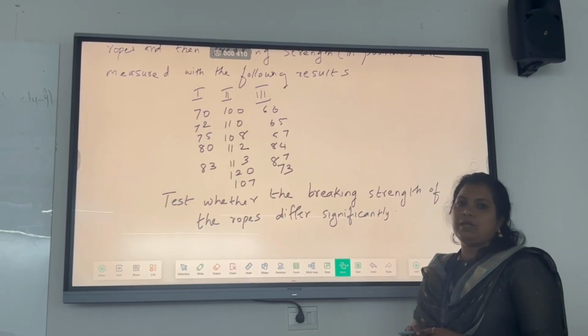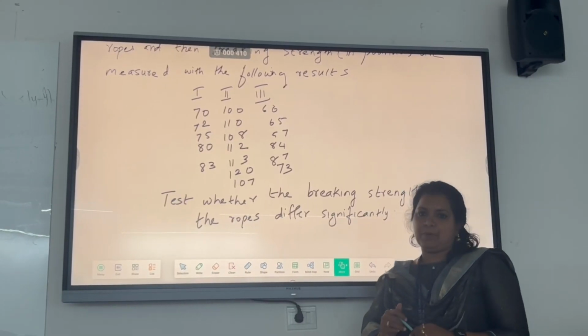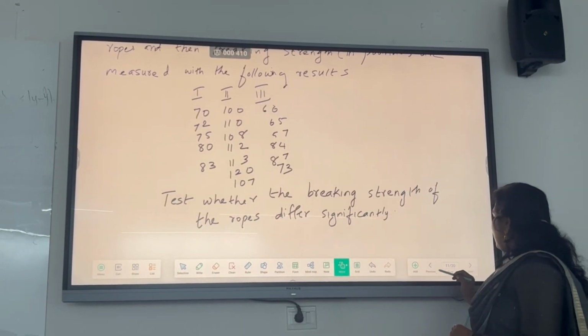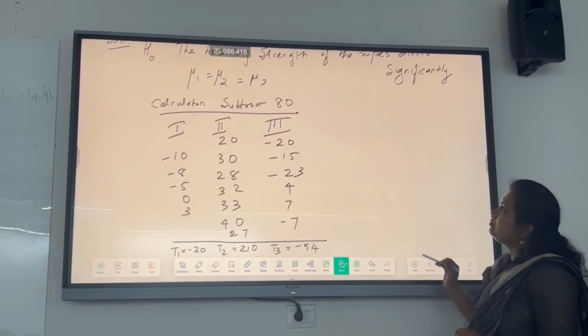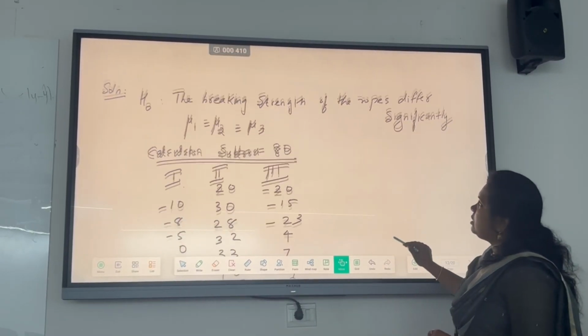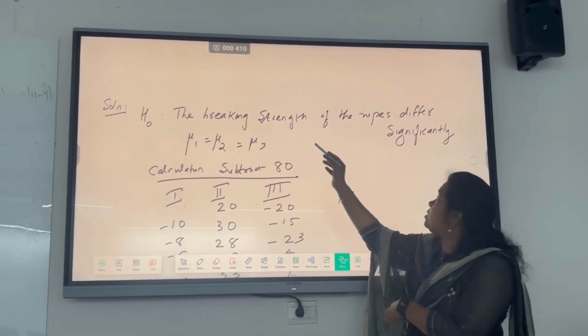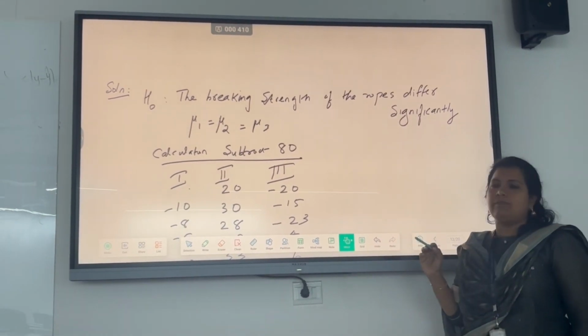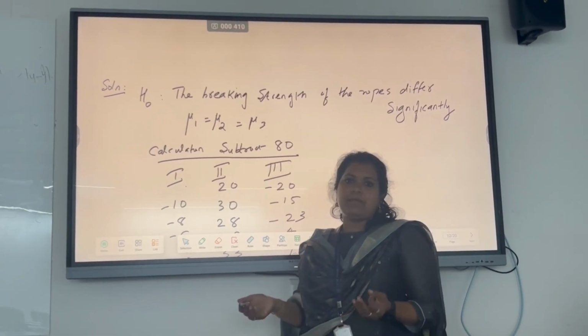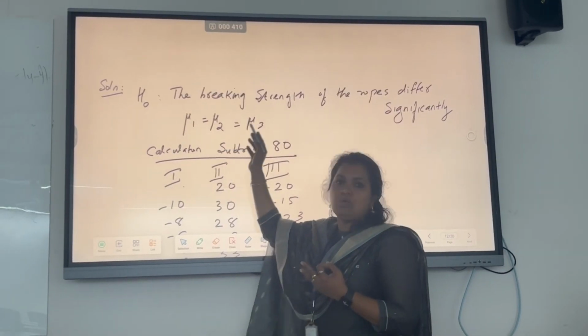So we are going to find out, step by step, first the null hypothesis. This is the null hypothesis. We will take it as the breaking strength of the ropes does not differ significantly, we will write. So how many ropes are we having? 3 ropes, so mu1, mu2, mu3.